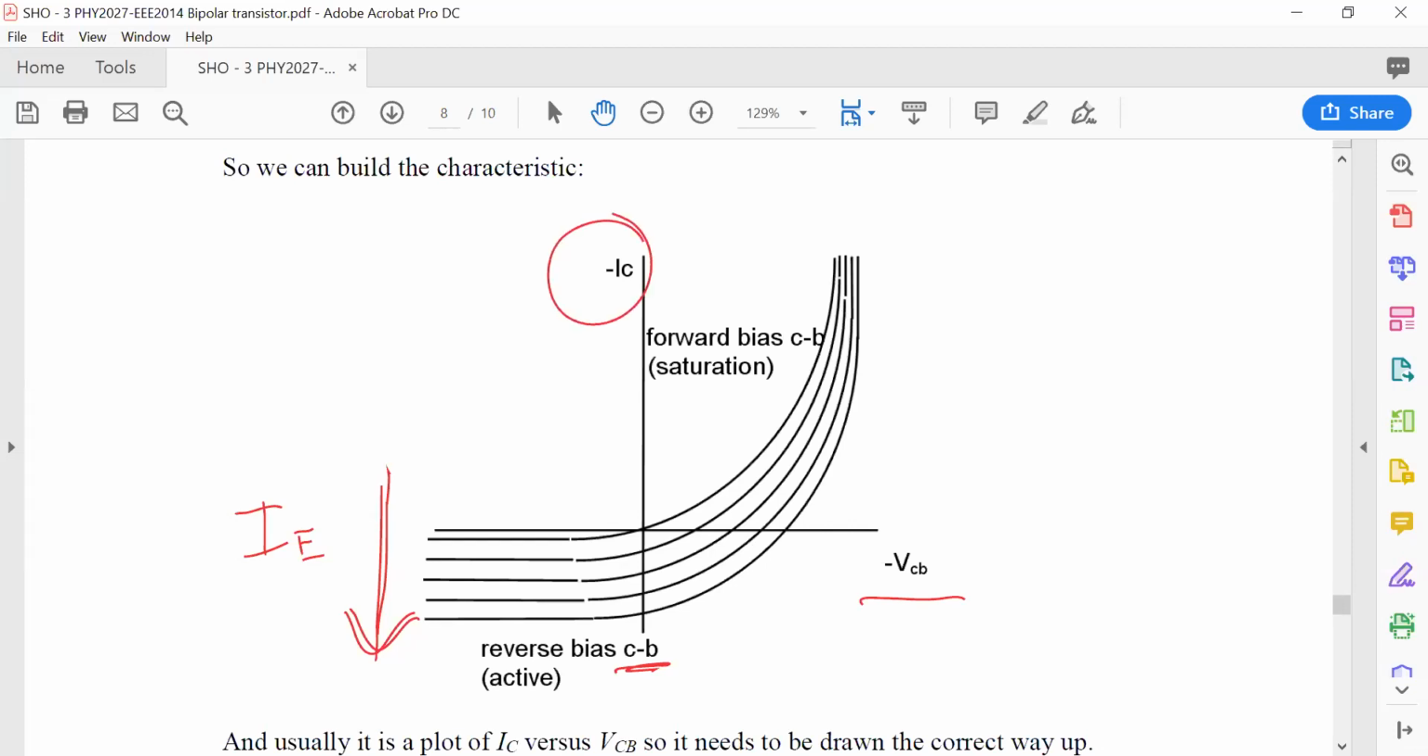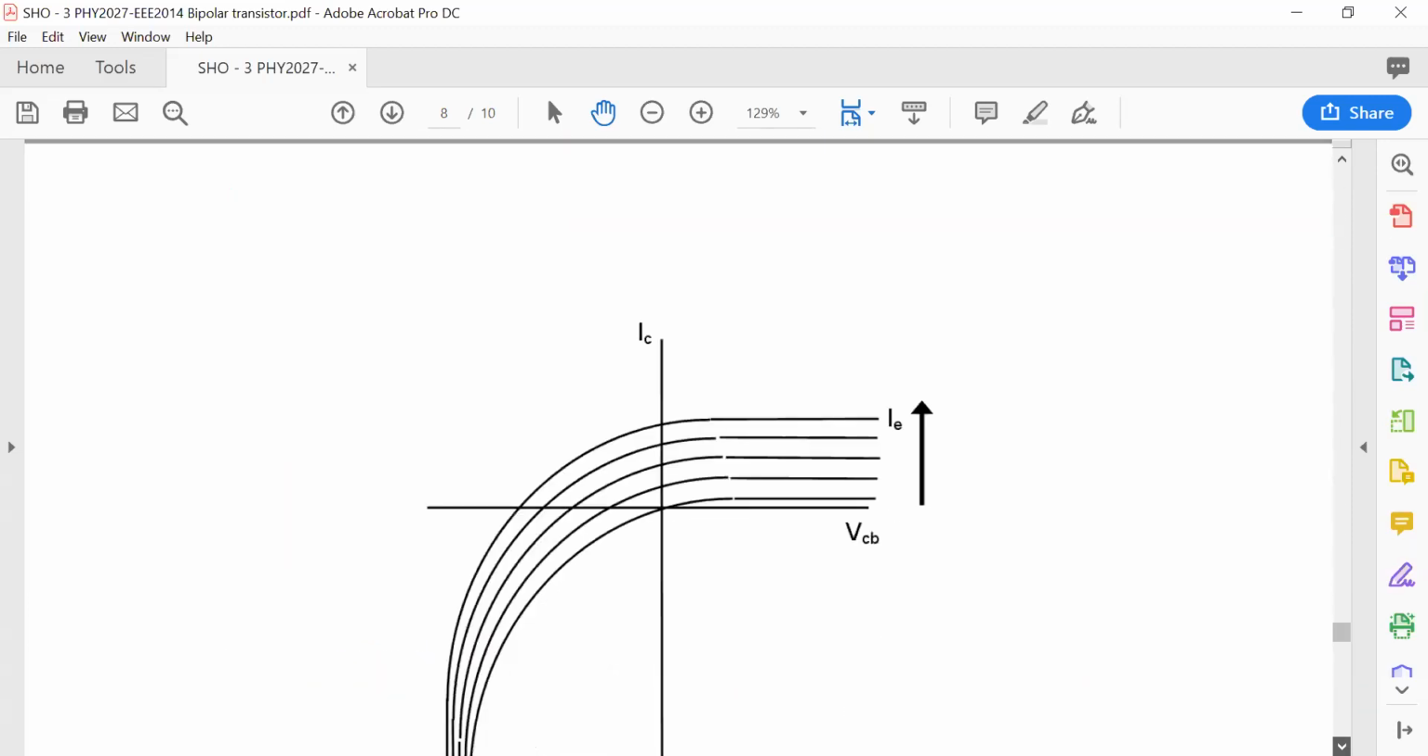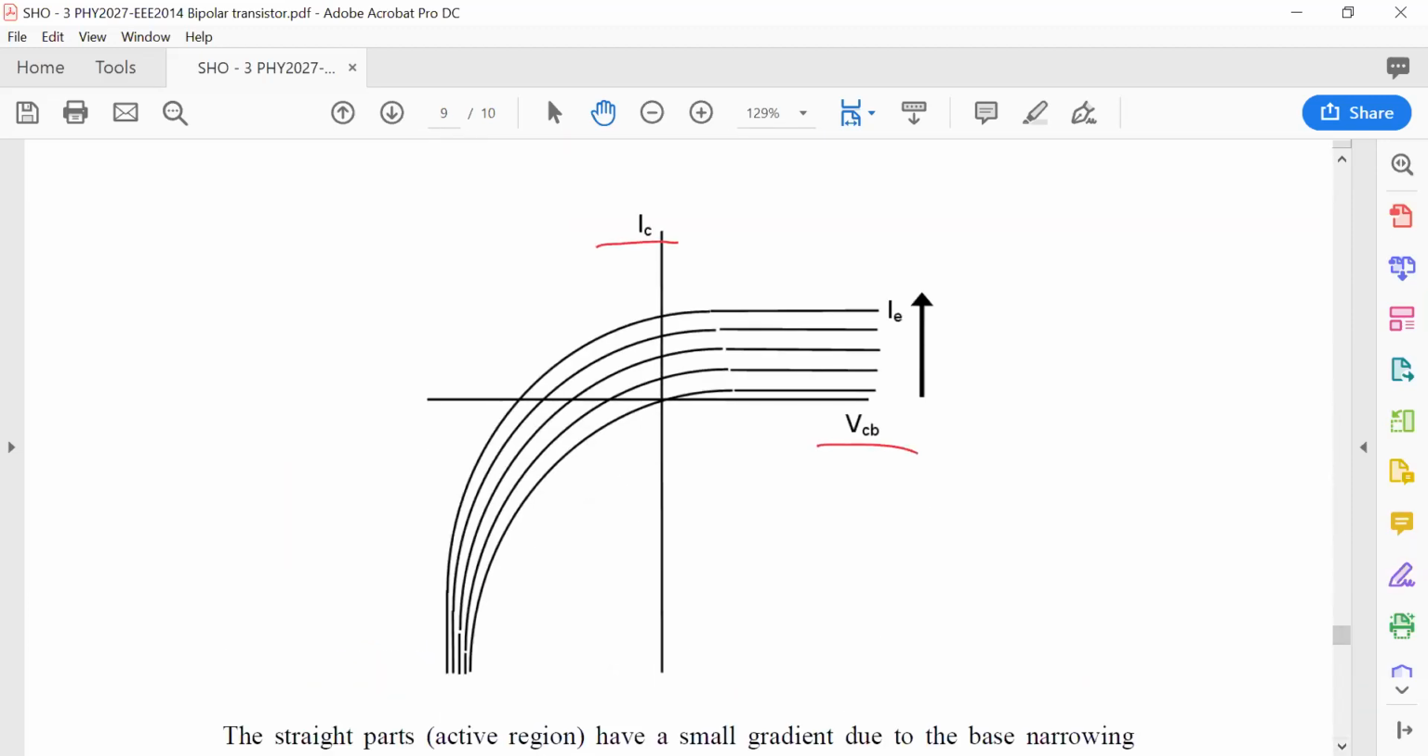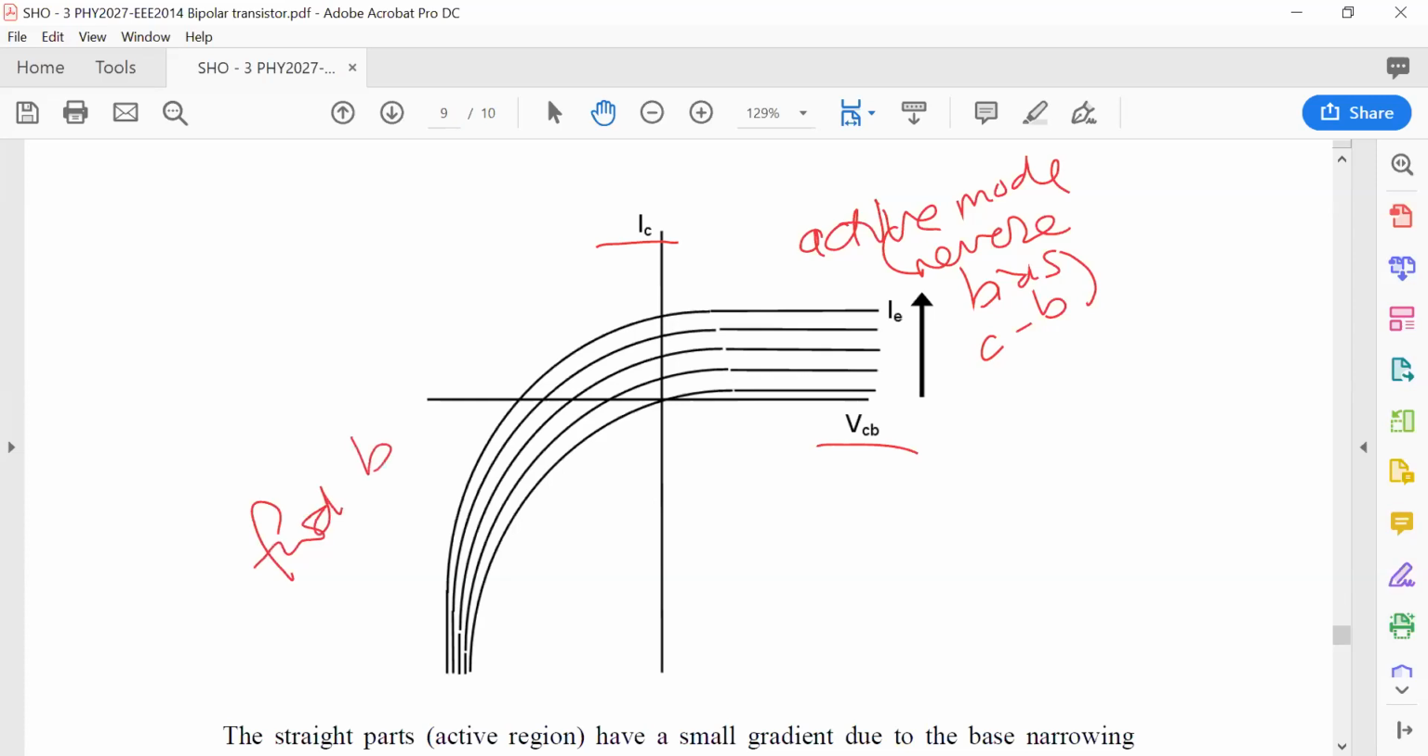But this is plotting minus IC against minus VCB. That's not normally how you would plot a characteristic. Normally it's IC against a positive voltage. So all we have to do is flip that over, and that's shown here, where you've now got IC against VCB. This is the active mode, where reverse bias is taking place across the collector base junction, and this section here is the forward bias saturation current, or saturation mode.